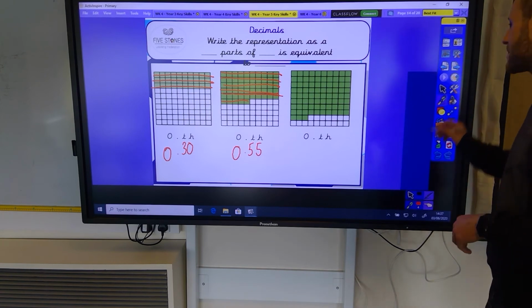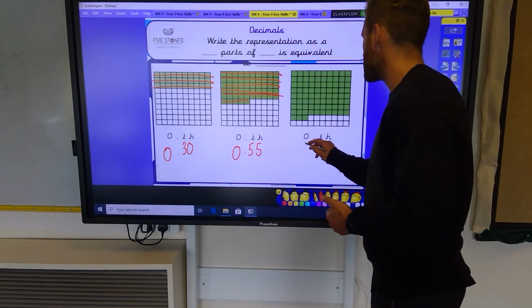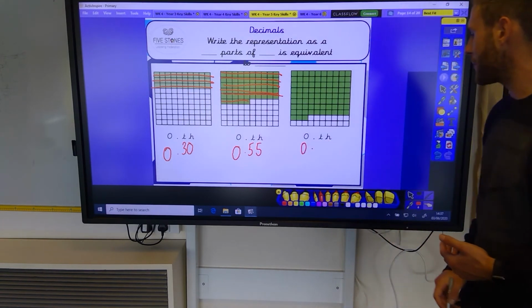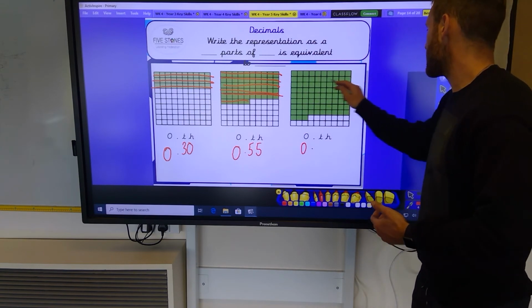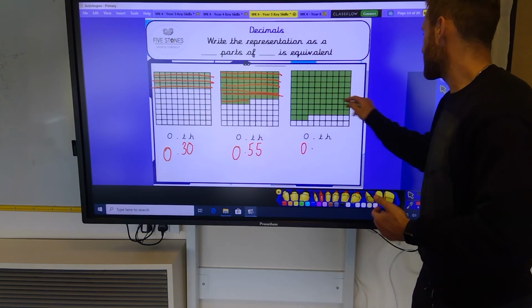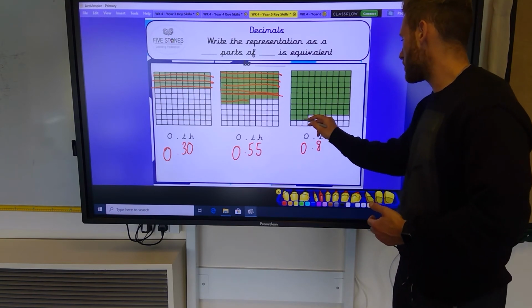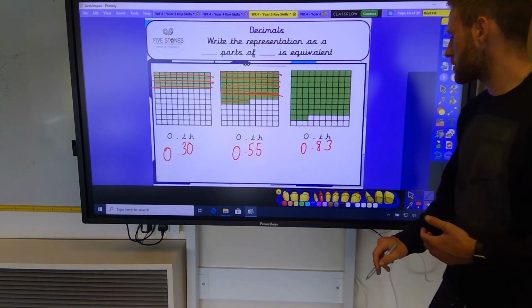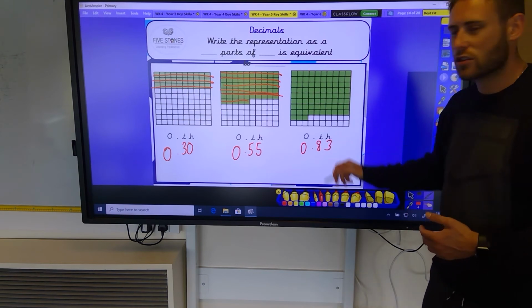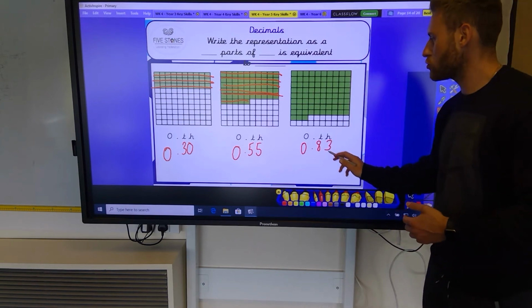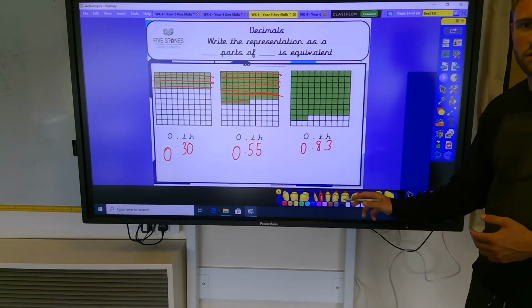Great, what can we see? Can we see any whole ones? No, we can't. How many tenths have we got? We've got 10, 20, 30, 40, 50. 8 tenths and 1, 2, 3 hundredths. Or we can have 83 hundredths. 83 hundredths or 8 tenths and 3 hundredths.